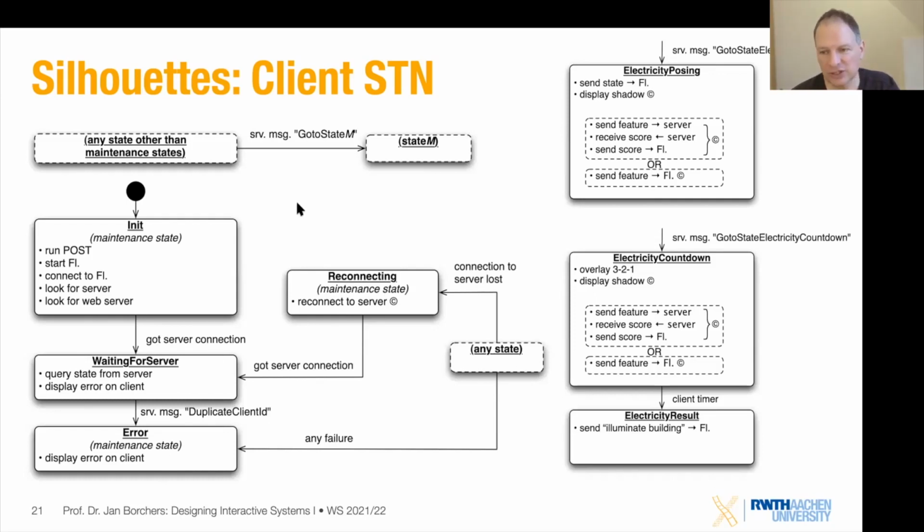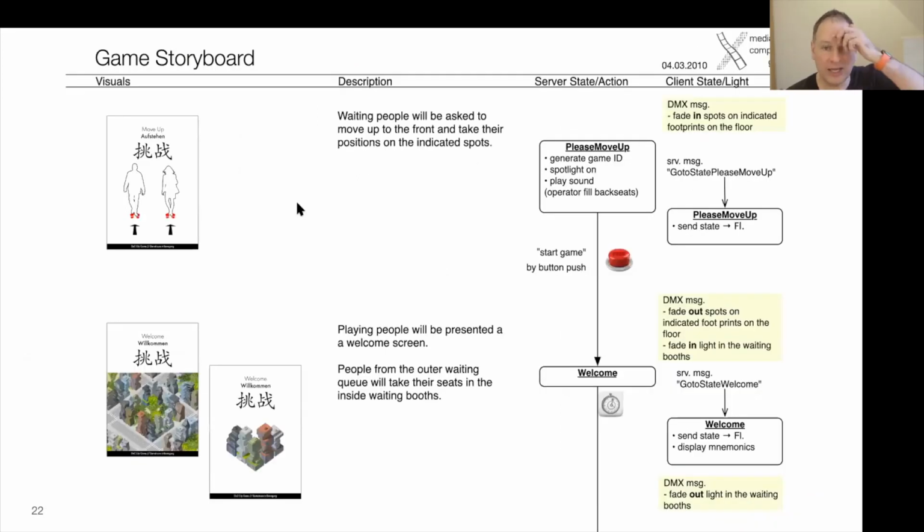And now the most interesting storyboard was probably the game one. This is a great example of how we as computer scientists work together with visual designers and architects and the client to describe the whole experience and all the different facets. So on the left, you see the visuals that the end user would see on the big screen.